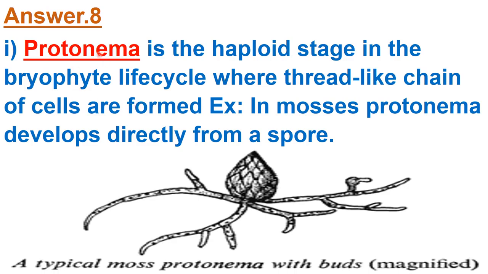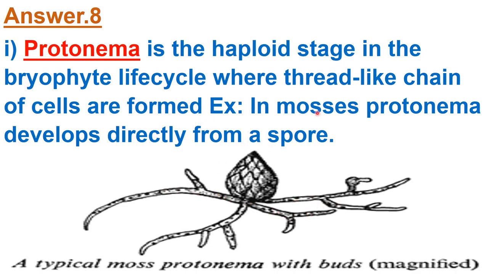Question number 8 of NCERT, first, second and third parts I gave as homework in the previous lecture. The first part is asking what is Protonema. Protonema is the haploid stage in the bryophyte life cycle. You have already done the life cycle of bryophyte, and Protonema is the haploid stage where a thread-like chain of cells is formed. Here you can see these thread-like chains of cells.